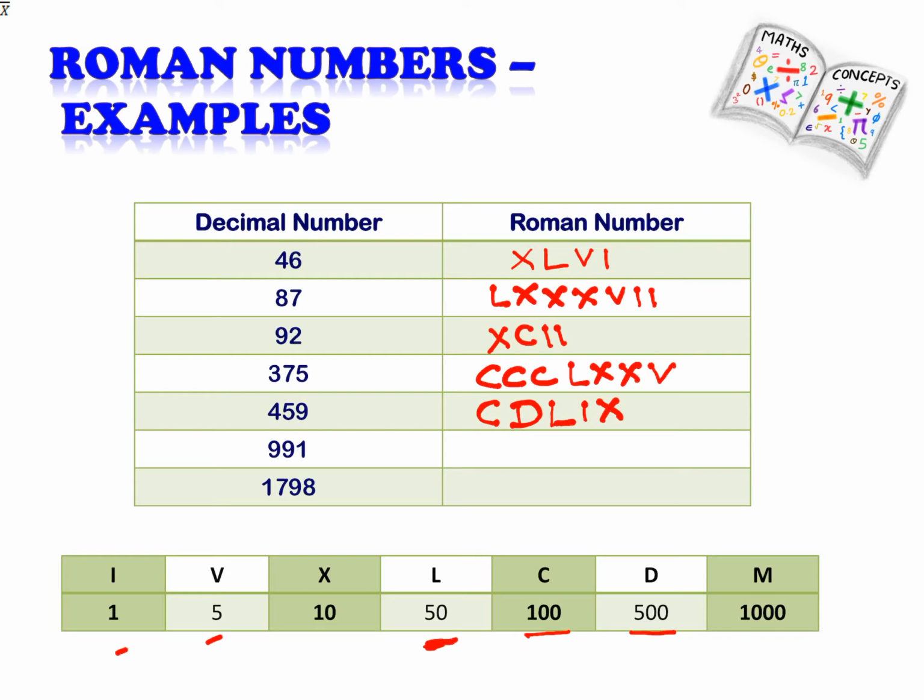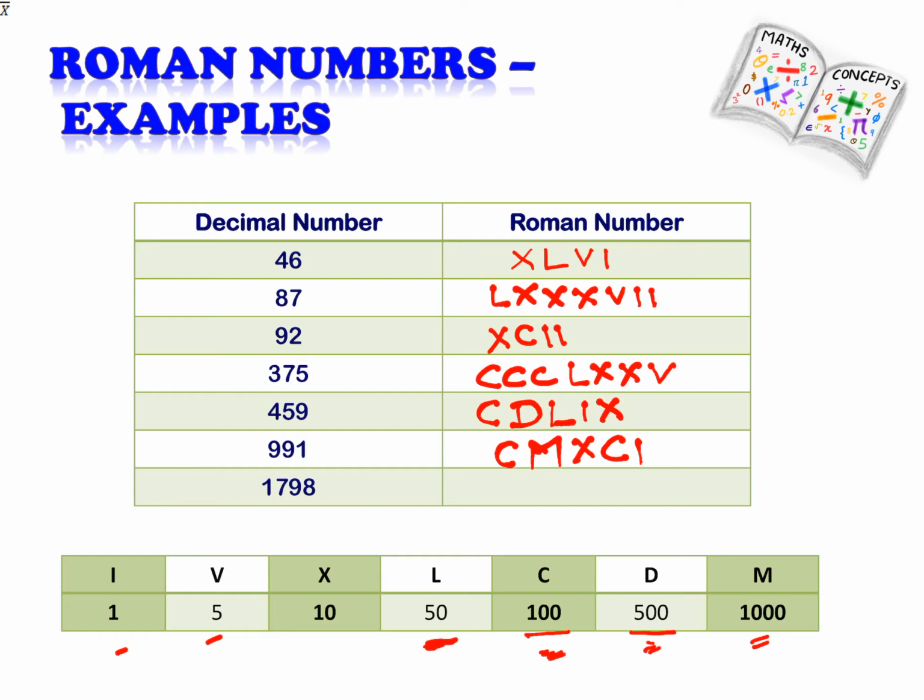The next number is 991. To get 900 we cannot use D because we will have to repeat C 4 times, 500 plus 400. We cannot use this nor this, so we will use M, which is 1000, and then we will subtract 100 from it, which is C. Okay, and then we need 91. We have already used 90, which is XC, right? We are subtracting 10 from 100, 90, and then 1.